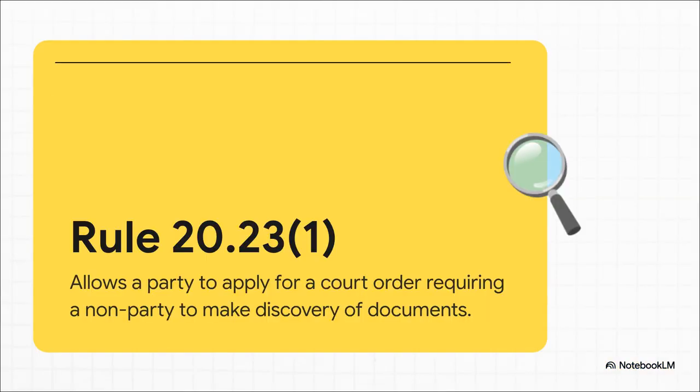So, Rule 20.23, Subrule 1. This is your power source. It's what lets you go to the court and ask for an order that forces a non-party to tell you what documents they have. And notice that wording. This first step isn't about getting the documents themselves, not yet. It's just about getting a list of what they've got.